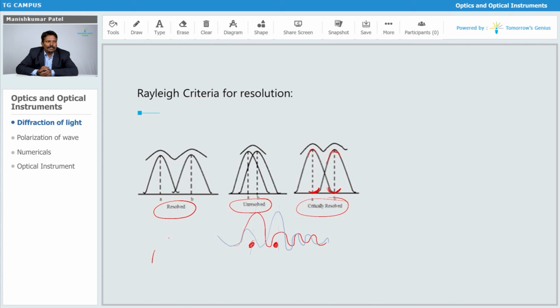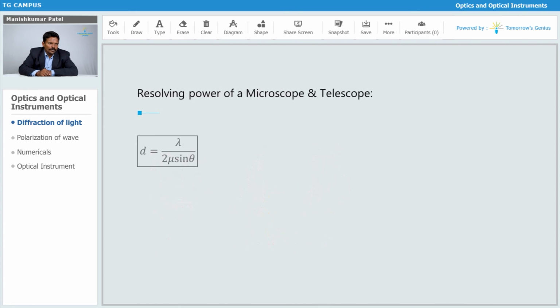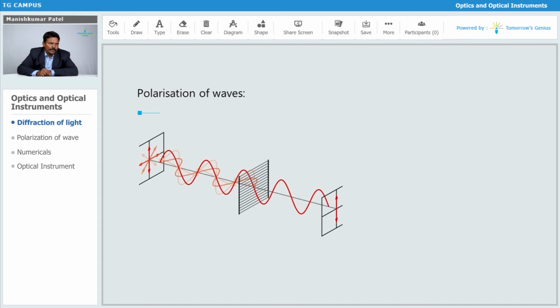So that is what we can say about Rayleigh's criterion for resolution, and the formula for the limit of resolution is lambda upon 2 mu sine theta. The resolving power of a telescope can also be found: it is 1 upon the limit of resolution, that is, d upon 1.22 lambda, where d is the diameter of the objective lens which you are going to use.